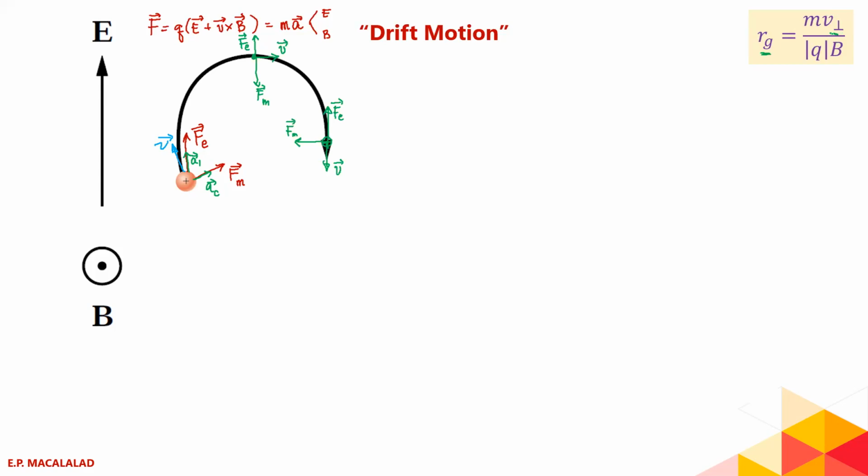Therefore, the radius or the gyro radius will be smaller as it goes down. And it would look like this. Okay, and at this point, the cycle will continue.